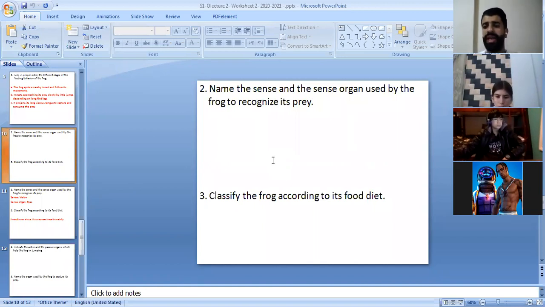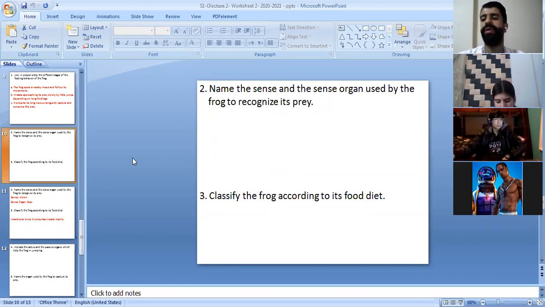First of all, name the sense and the sense organ. The frog sees the prey using the eyes. So the sense organ is the eye, and the sense is the vision. So the vision is the sense, and the sense organ is the eye.